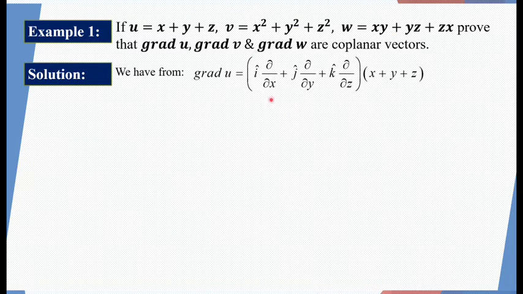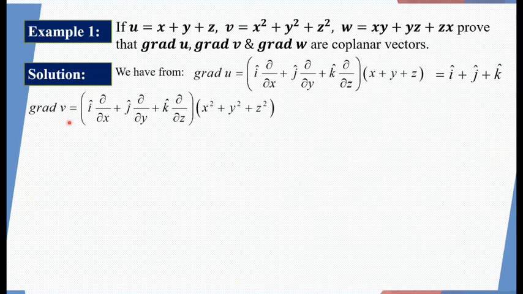So grad u is equal to del u, where del is defined as i del over del x plus j del over del y plus k del over del z, and u is x plus y plus z. When we differentiate x plus y plus z partially with respect to x, it will be 1. With respect to y it is also 1, and with respect to z it is also 1. So i plus j plus k remains.